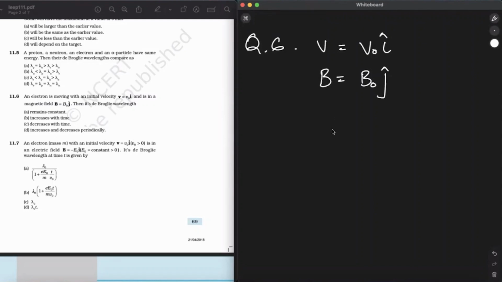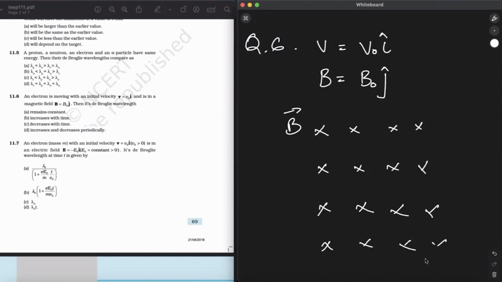So I'll just tell you a basic concept over here. If a particle is carrying a positive charge q and moving with the velocity v, then let me draw it over here. This is the v, going inside the screen. This is the magnetic field. I'll draw the axes over here: this is x, this is z, and y is going inside.